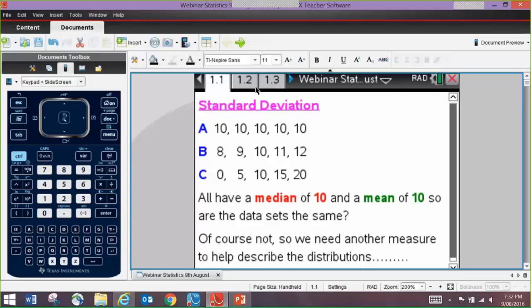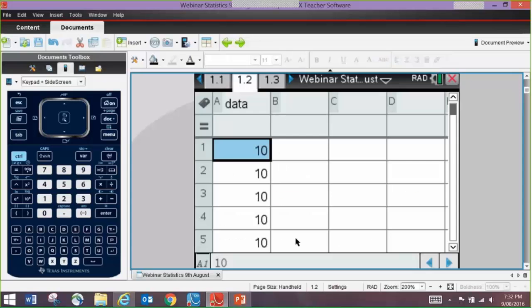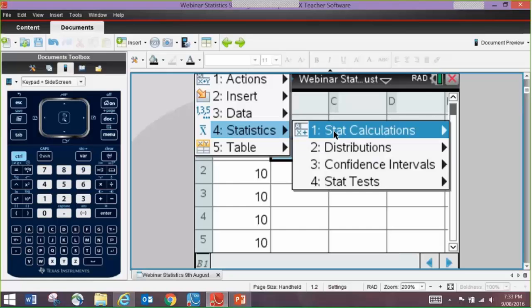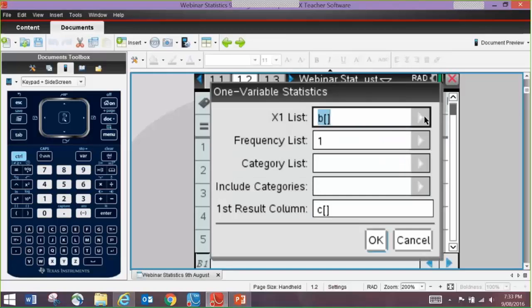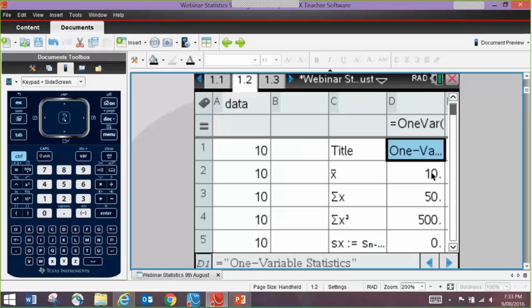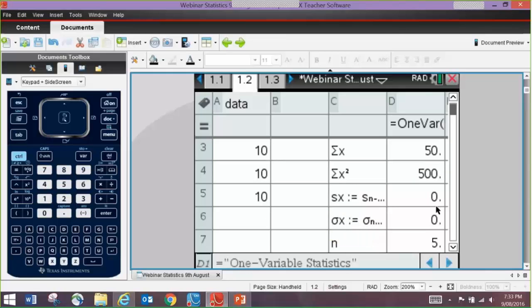One of the things I get them to do is just pop those first 5 values into a list. I like to call it something fairly simple, so data. And within the list here, I'm going to use, as Virginia's shown, the stat calculations, the one variable statistics. I've only got the one list, and it comes through the drop-down screen here. I can see my list as data. It's going to put the results into column C. So I get my data over here, and I can see immediately that my mean is in fact 10, and I can work down.